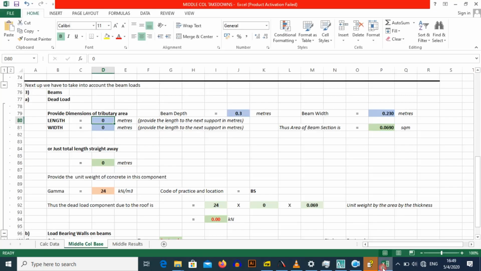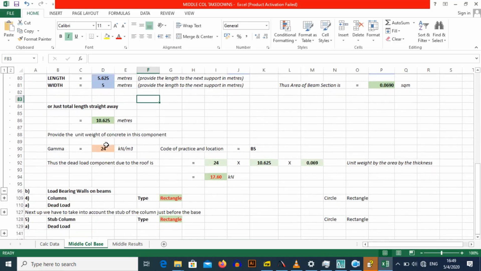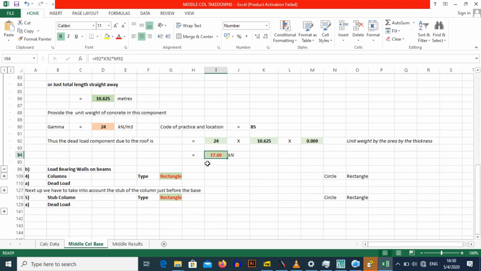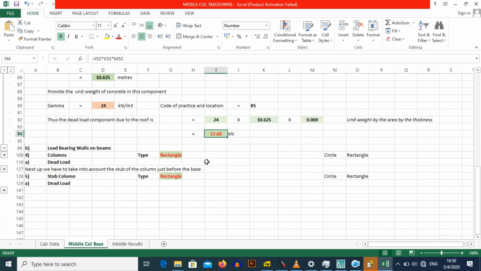So what you're going to do is 5.625, and then you're going to have 5 meters to give us a total length of 10.625. And then gamma, the unit weight for concrete, is 24, multiplied by the length, multiplied by the area. Then you get the load which is going to come from the beams, which is not even too much.